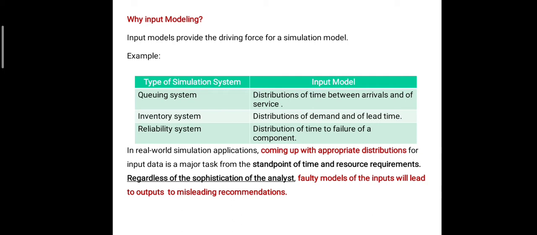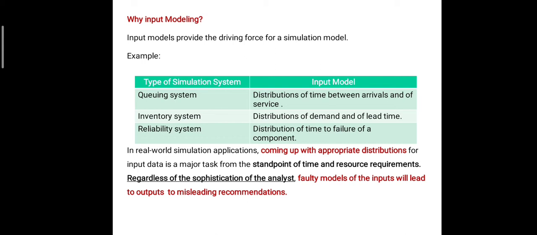So as we have seen already, in the different simulations we have conducted by considering queuing systems, inventory systems, and reliability systems, we have used input models such as the distribution of time between arrivals and service time, demand and lead time, and distribution of time to failure of components. So all this data whatever we have considered is an adequate input model already developed.